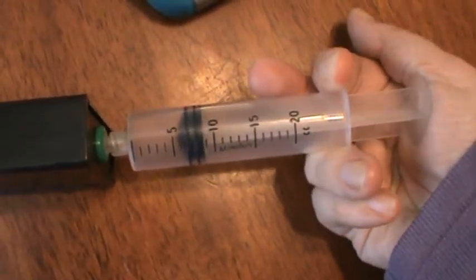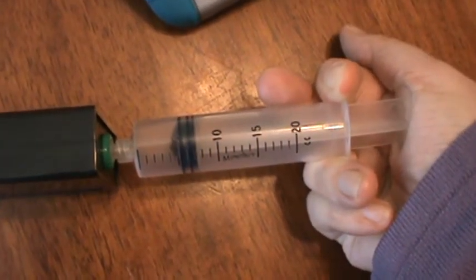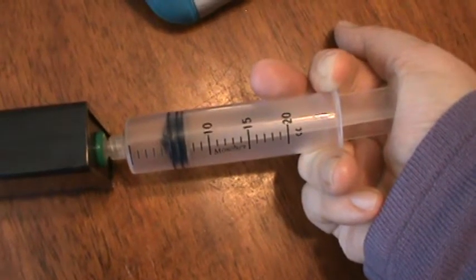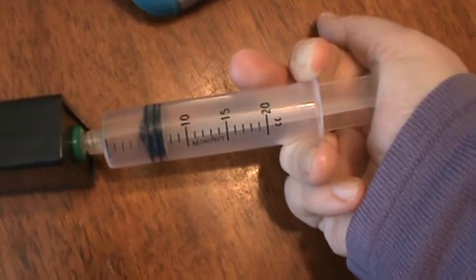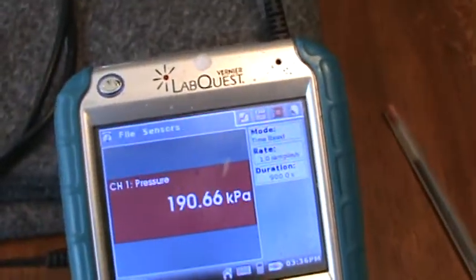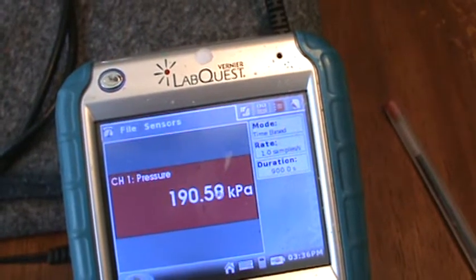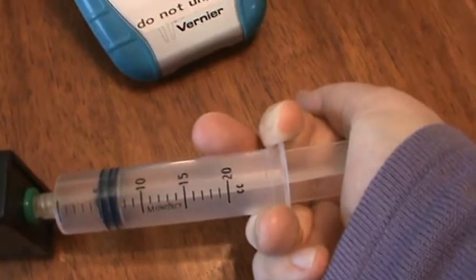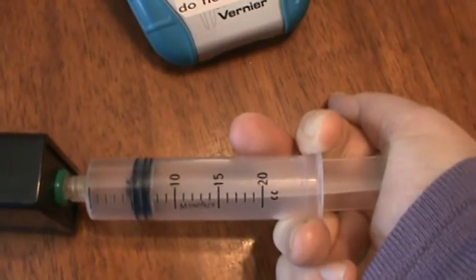It's harder than you think to compress it all the way to 5 and hold it. Okay, so I've compressed it to 5, and at 5.8 milliliters, it's 190.6. Let's go 190.6. Yep, 0.6, James. Right here?